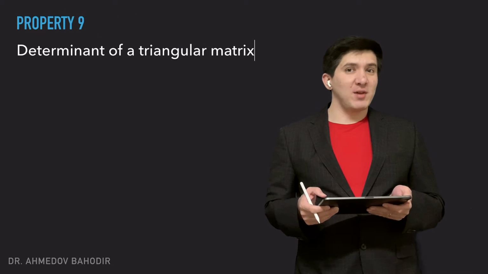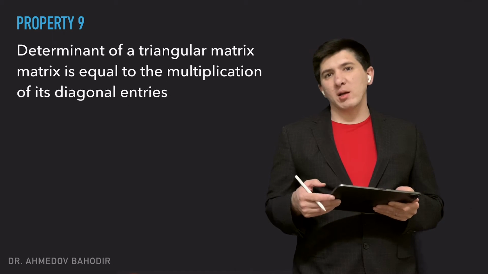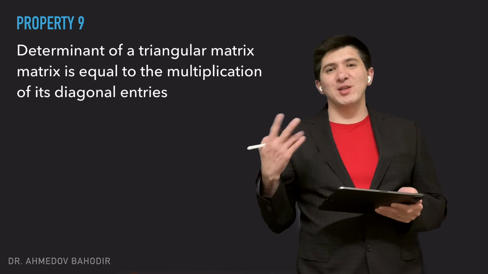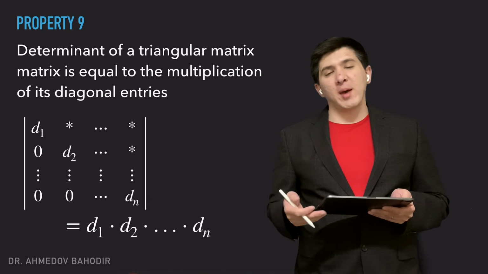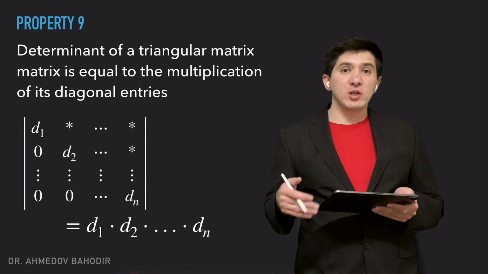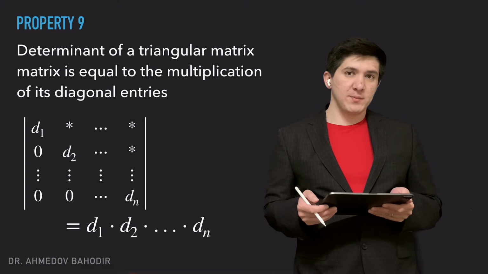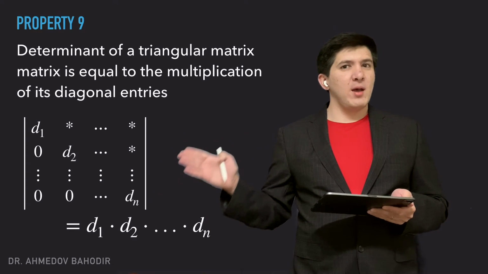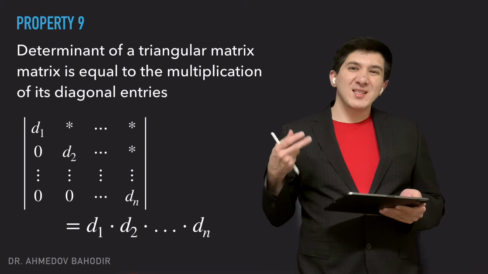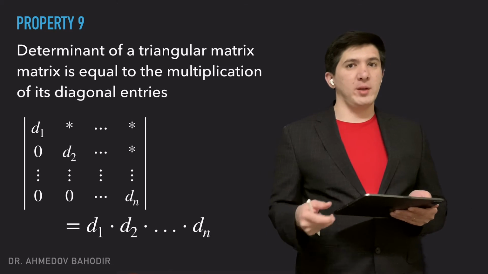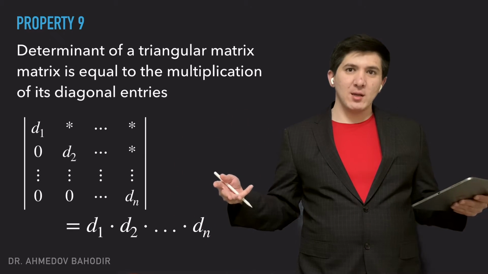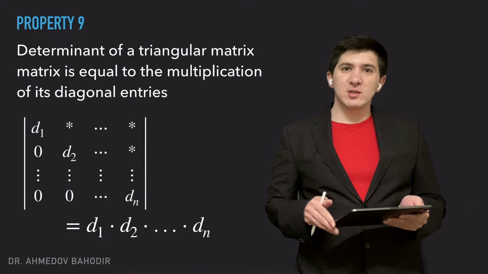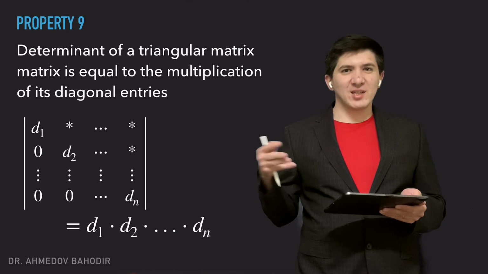Now, property number 9 is about the triangular matrices. If you remember, we have 2 types of triangular matrices, either an upper triangular matrix, like this one, or a lower triangular matrix. The determinant of those matrices is simply the multiplication of the diagonal entries. You see, properties number 7, 8, and 9 are giving us some insights about how to find the determinants, right? It tells us that if you do the elimination, nothing changes, okay? Then do the elimination and bring your matrix into the upper triangular form, which is essentially the Gauss algorithm, right?